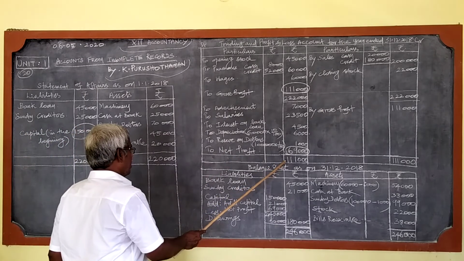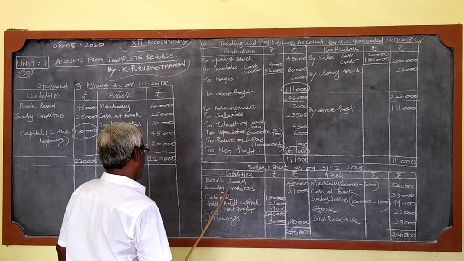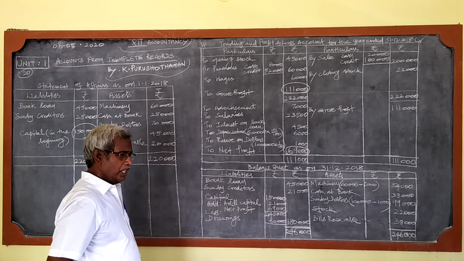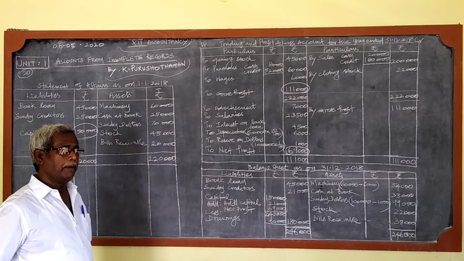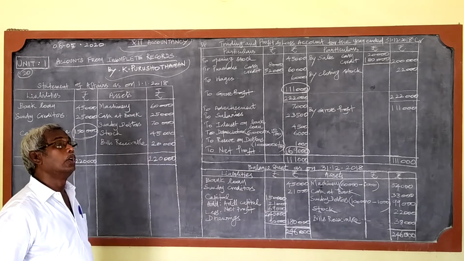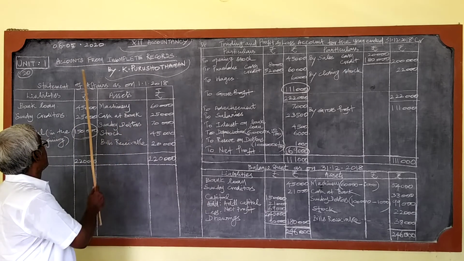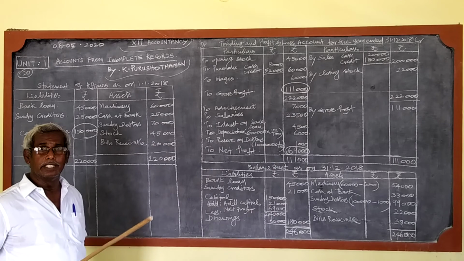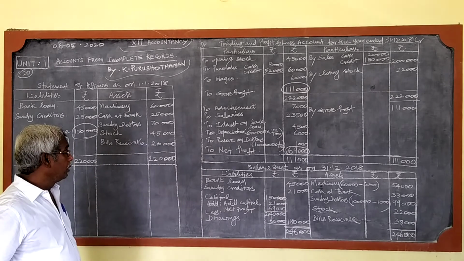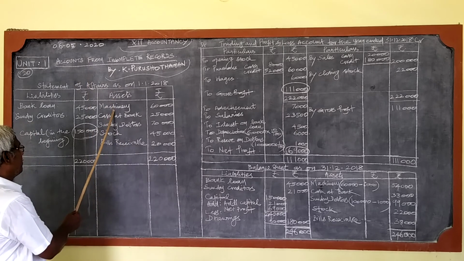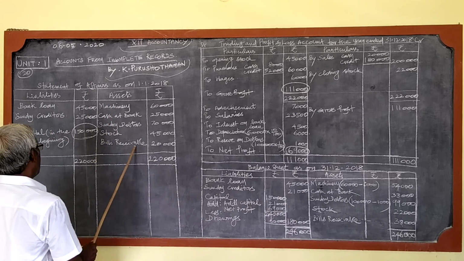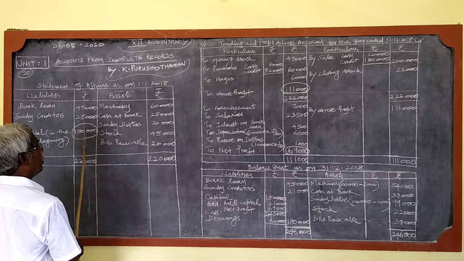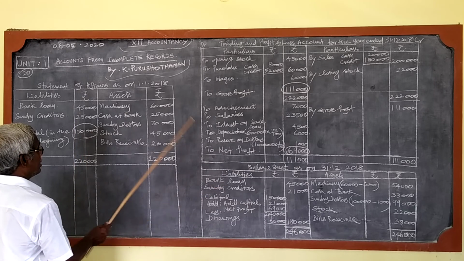To prepare this balance sheet, other than these assets and liabilities, we need the capital. Once we go through the problem, is the capital in the beginning of the year given? No. So we must prepare the statement of affairs by using the assets and liabilities given in the beginning of the year. The balancing figure here is 1,50,000, what we have found out just now. This capital we can use here.